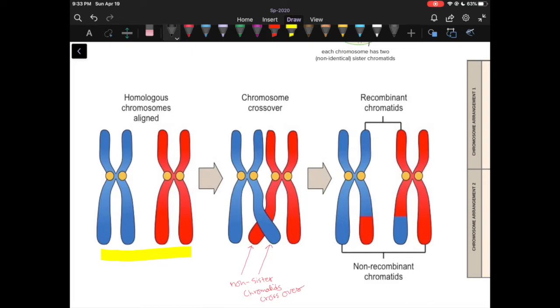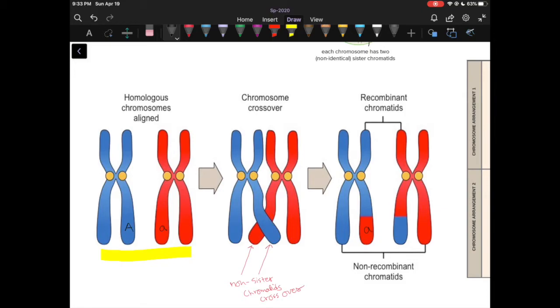Okay, so let's imagine that we had a gene on this blue chromosome here. Let's say uppercase A. Doesn't really matter what that codes for right now. And on the red chromosome we have an allele that is lowercase a. Basically when these cross over, the alleles are going to swap.